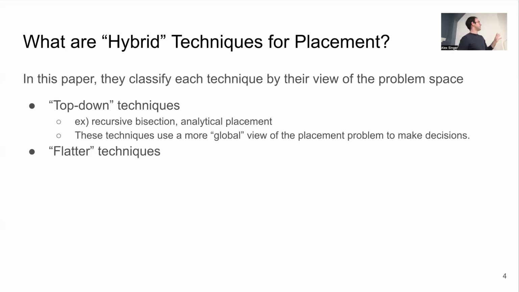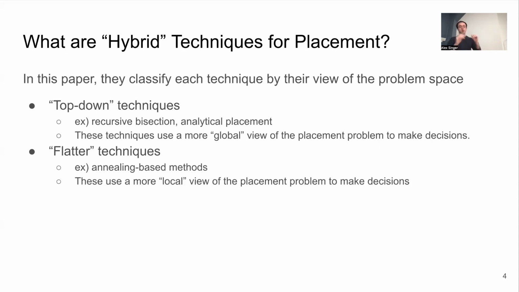Flatter techniques, as they call them, are things like annealing-based methods, which have a more local view of the placement problem to make decisions. For example, they have the true constraints, and they know that if they swap these two blocks, it will improve or not improve. But again, because they have this more flattened view, they can have more constraints, but they have a much harder time, so they have to do it on a smaller subproblem.